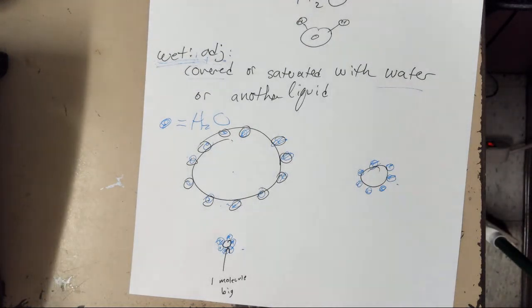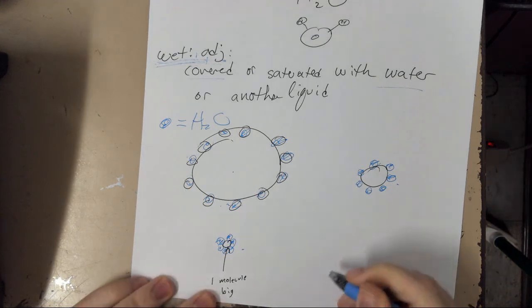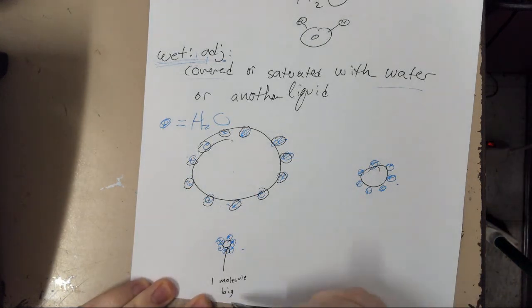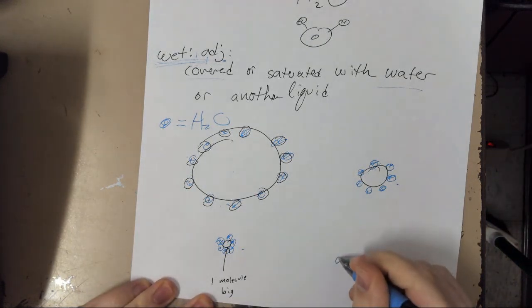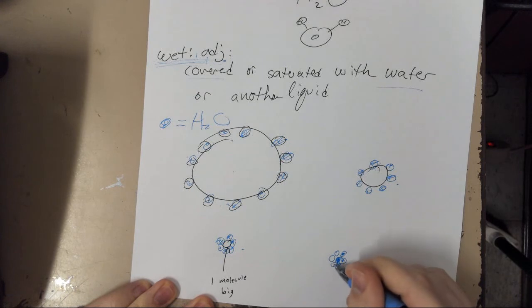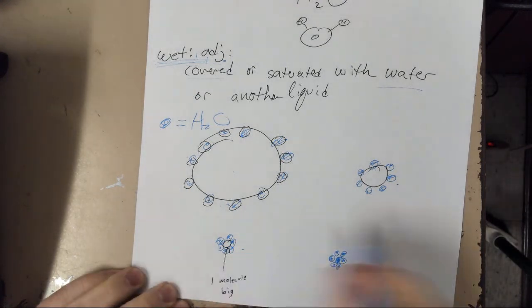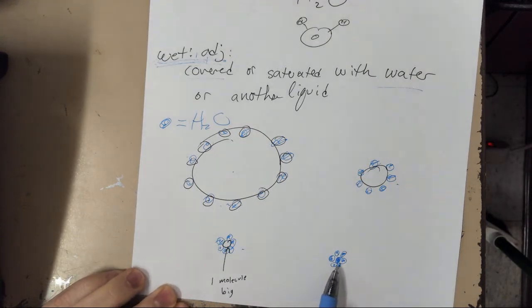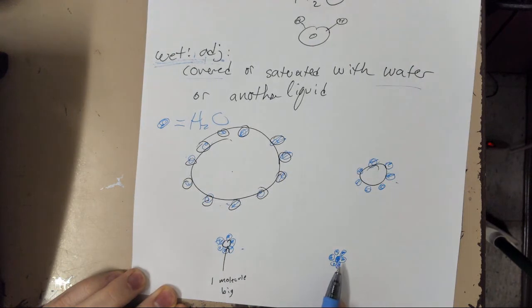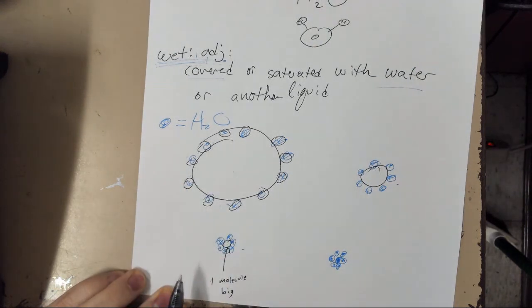So this gets at our final point. What if instead of a ball, a one molecule big ball, it was one molecule big of water? And then you surrounded that molecule with other dihydrogen monoxide molecules, other H2O. Well, we would therefore say that single molecule of water is wet because it is surrounded by water. It is surrounded by H2O.